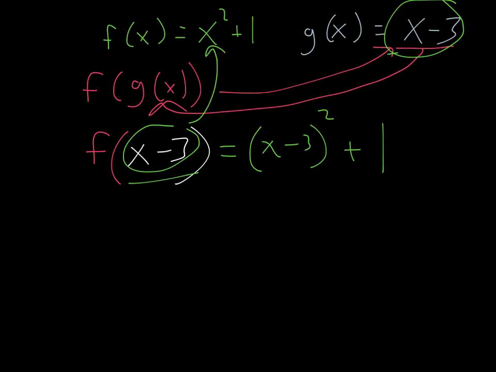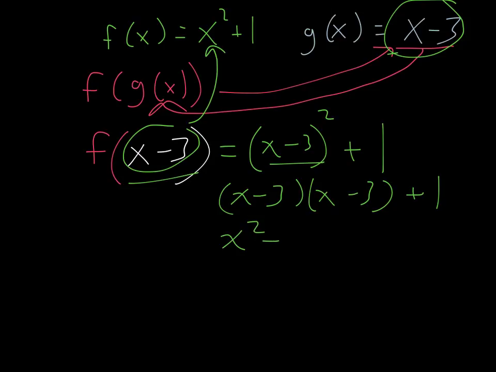And then simplifying. Remember that x minus 3 squared means x minus 3 times x minus 3. And we're still adding the 1. That'll become x squared minus 6x plus 9 plus 1, which simplifies to x squared minus 6x plus 10.